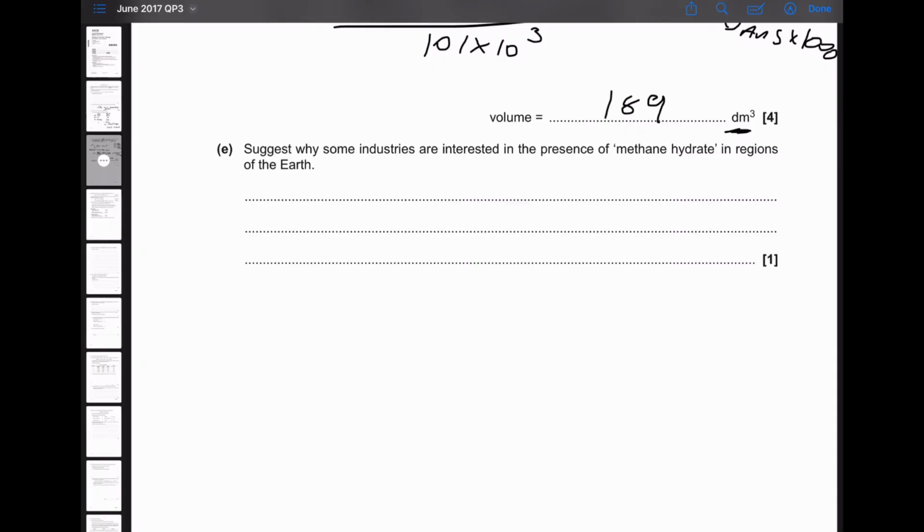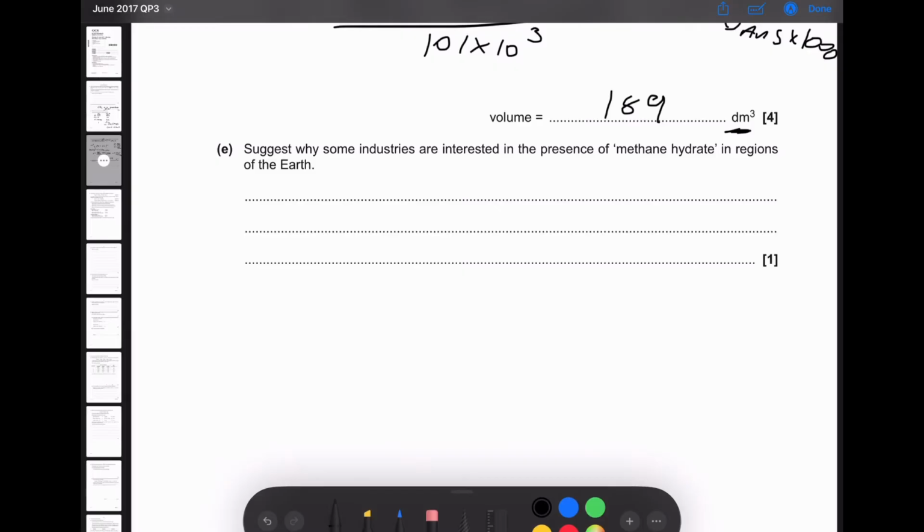Suggest why some industries are interested in the presence of methane hydrate in regions of the Earth. Well, why is anyone interested in methane? It's a good fuel, so all we have to put is for fuel. Nope, that is not how you spell fuel. For fuel or energy consumption.